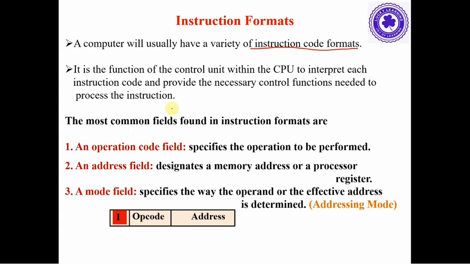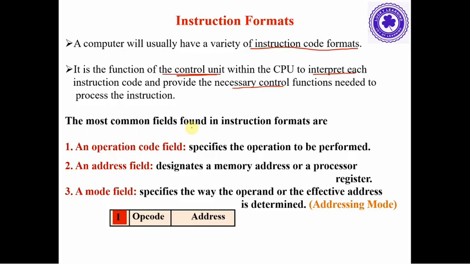It is the function of the control unit within the CPU to interpret each instruction code and provide the necessary control functions needed to process the instruction. So we have different instructions, and the control unit is going to interpret what type of instruction it is, and what to do with that instruction is going to be determined.